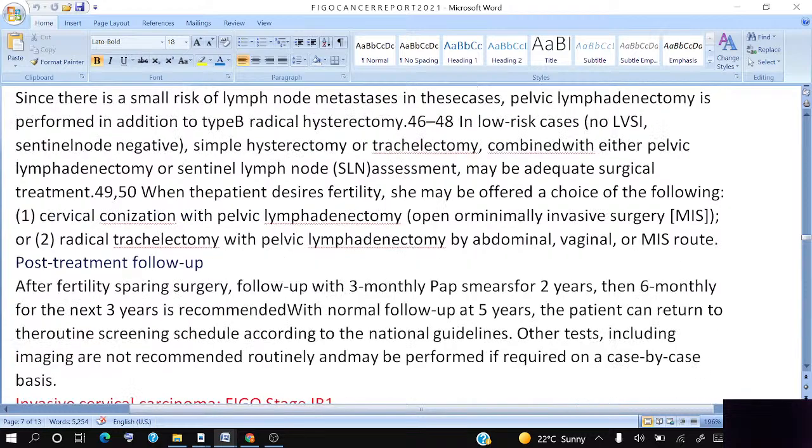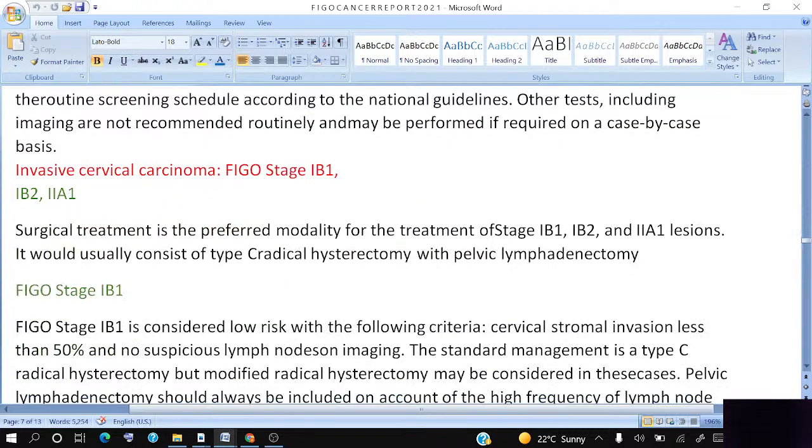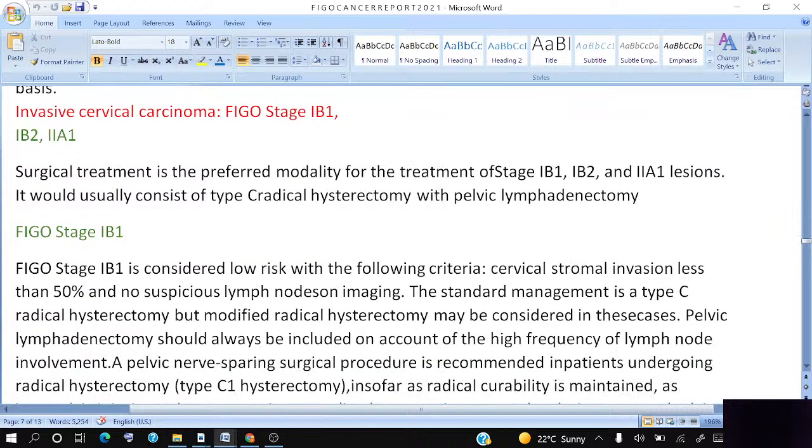So post-treatment follow-up: after the treatment, how are we going to follow the patient after fertility-sparing surgery? Follow-up is every 3 months with a Pap smear for 2 years, and every 6 months for the next 3 years. So first 2 years will be 3 monthly, 6 monthly for the next 3 years. It is recommended to have normal follow-up for at least up to 5 years, and the patient can then return to the screening schedule again, according to the national guideline. Imaging and further recommendations are not required, but are performed case by case according to the scenario.